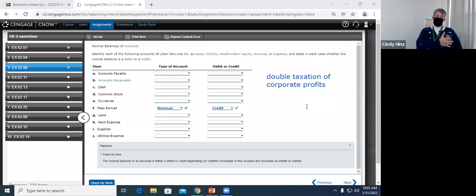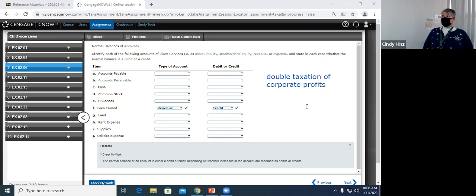So the earnings are taxed at the corporate level. Remember, we talked in chapter 1, corporations are people in the eyes of the law. They pay taxes, and so they pay taxes on their income. And then with what's left, they may choose to distribute some of that to their stockholders as a thank you, as a reward, as a gain for being invested in the company. And then the stockholders likely pay taxes on it again on that money that's already been taxed. So that's that concept of double taxation of corporate profits. It's a drawback.